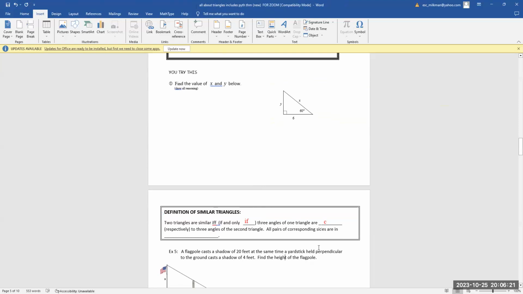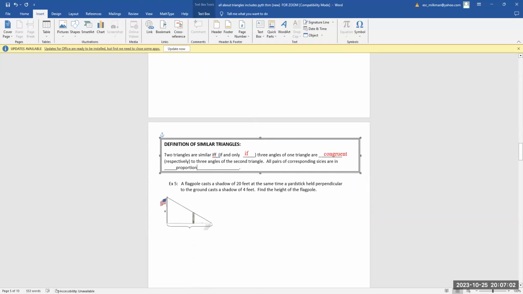The three angles of one triangle are congruent respectively to three angles in a second triangle. These are called similar triangles. Three angles of one triangle are congruent to three angles of a second triangle. Now, in this case, all pairs of corresponding sides are going to be in proportion. And I'll do several examples, got a lot of examples here for you to do on similar triangles.